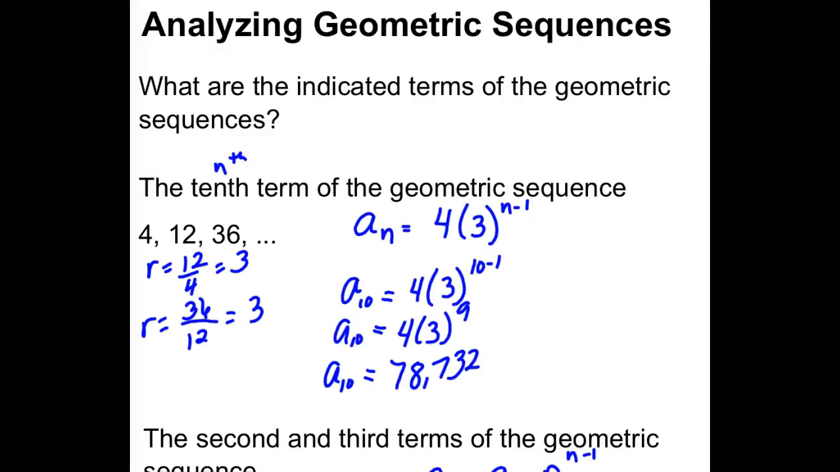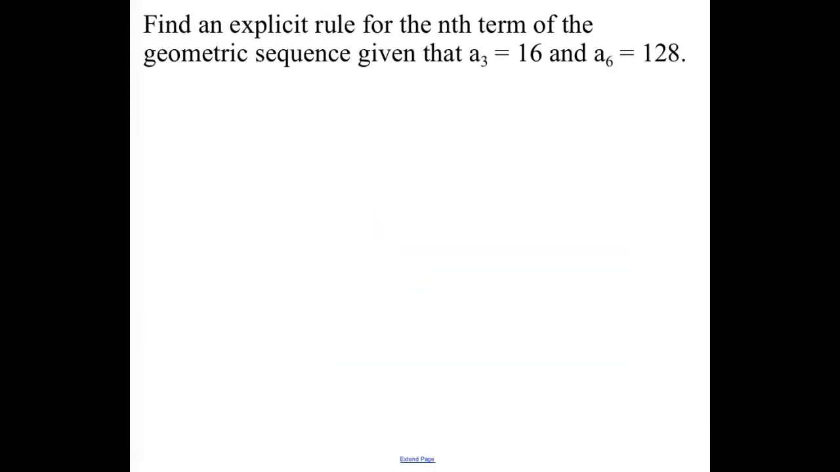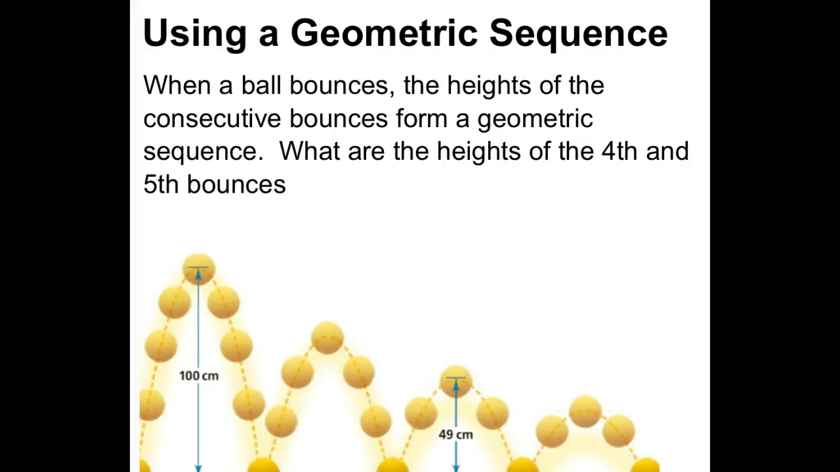All right. Did I skip one? Find an explicit rule for the nth term of the geometric sequence, given that the third term is 16 and the sixth term is 128. Do I have these in the wrong order? You have that one next, don't you? Okay, we'll do this one.